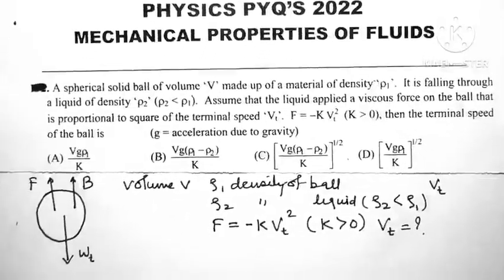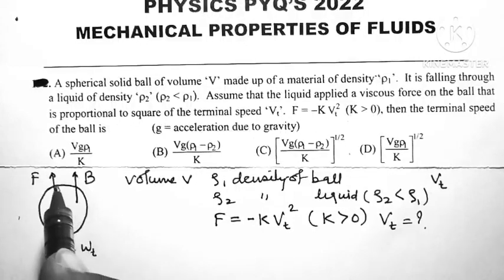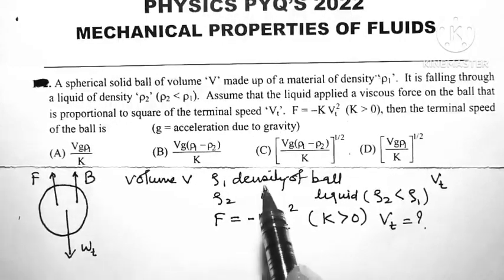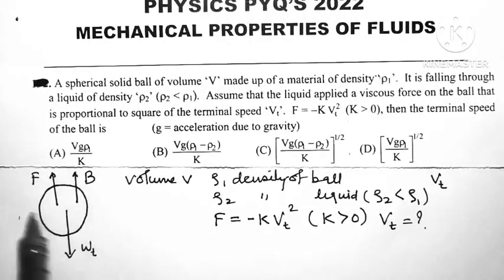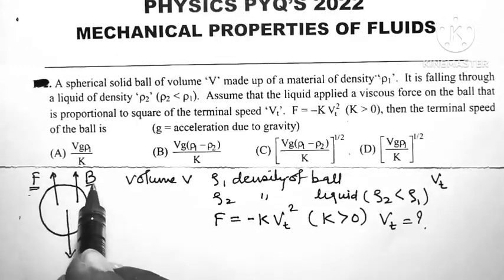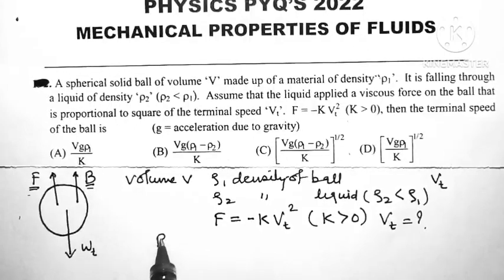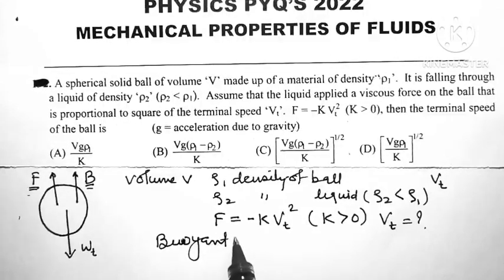So here we have a situation. A spherical ball, whose density is rho 1, is falling in a liquid whose density is rho 2. The liquid will exert a viscous force F on the ball. At the same time, the ball is acted upon by a buoyant force. So as far as the ball is concerned, it is under the action of three forces.